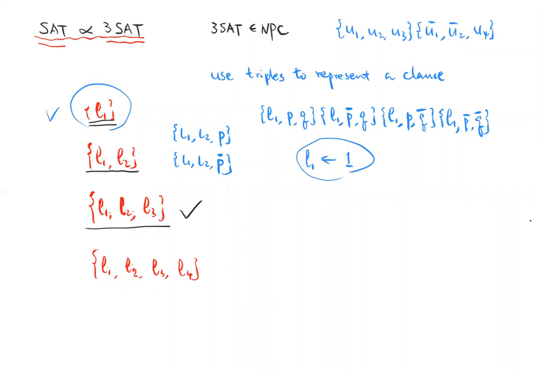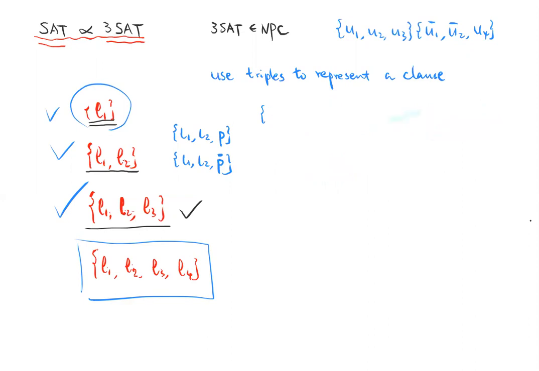So everything is okay except when the clause contains more than 3 literals. How can we deal with this one? Let me erase some of this to have more space. Using the idea of induction, it's sufficient that we know how to deal with 4 literals in a clause. If we know how to do it, then we can use mathematical induction to deal with the general case.